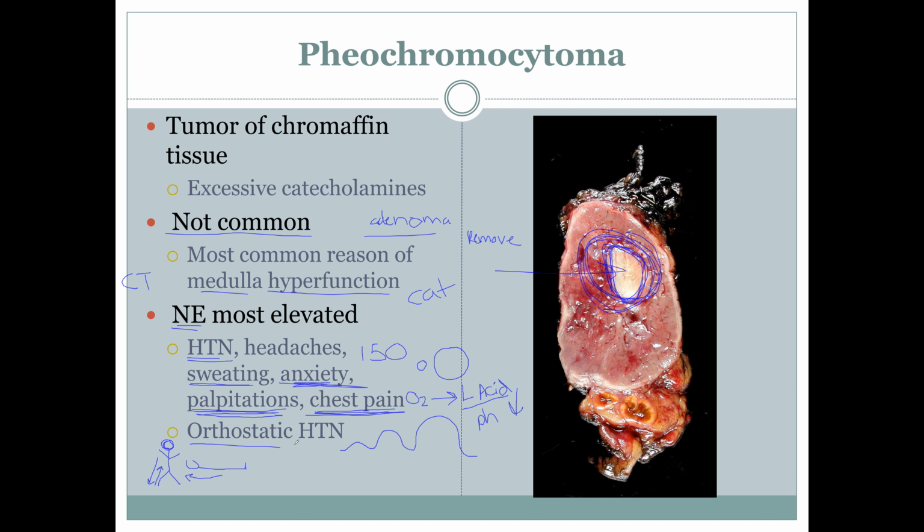Orthostatic hypertension is when people feel dizzy, have visual changes, or can have syncope, which is science for fainting, when they go from a seated to standing or lying to standing position. So that's pheochromocytoma, the most common medullary disorder.